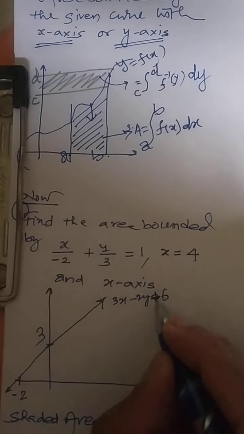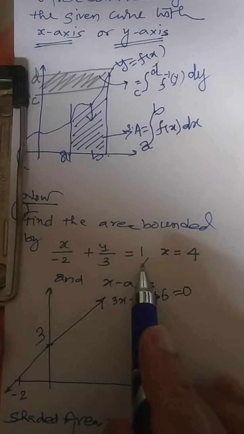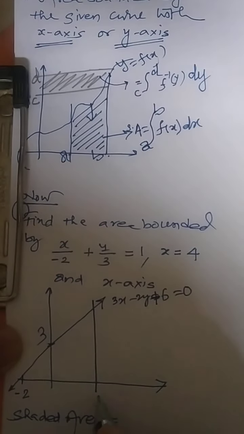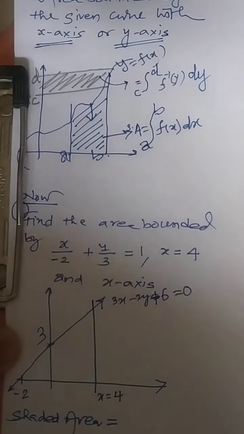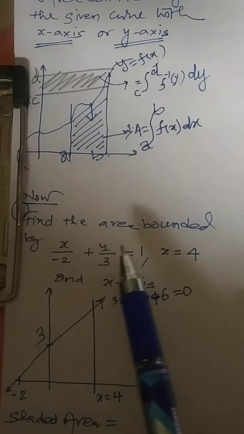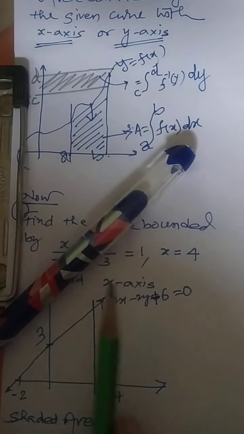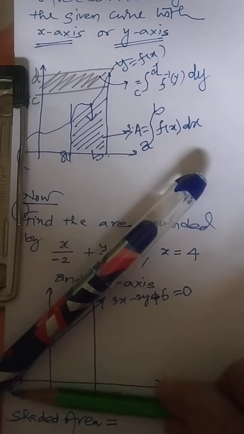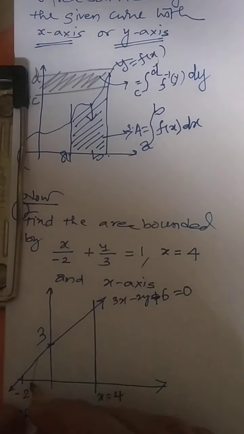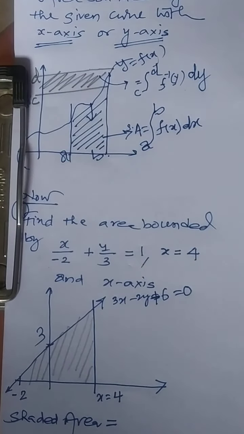Now this is that line. What else is given? x is equal to 4, which is a straight line. Now listen to what I am saying: find the area under this line, and x equal to 4, and the x-axis. If you consider all these three, then the demand of the question is to get this area, this pencil shaded area.